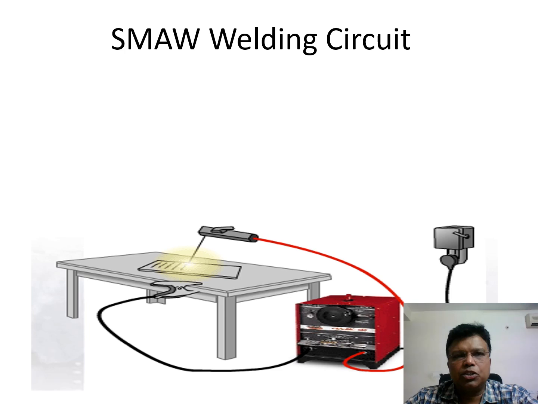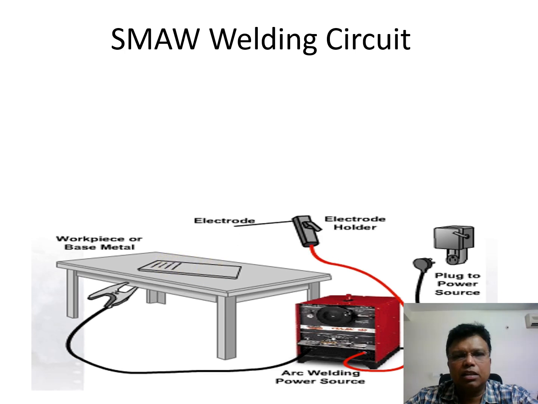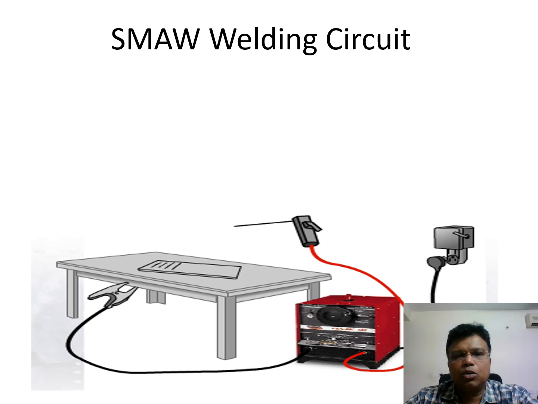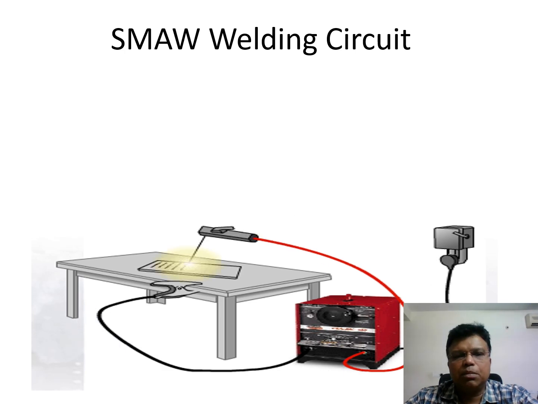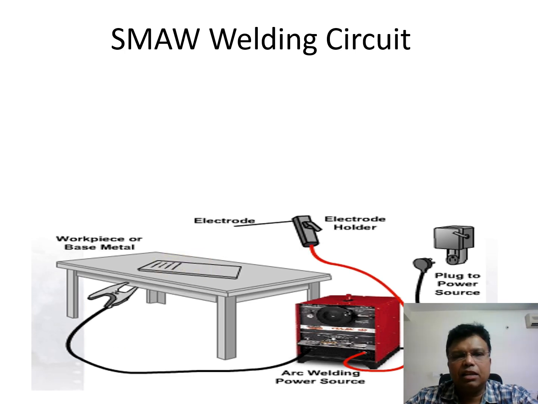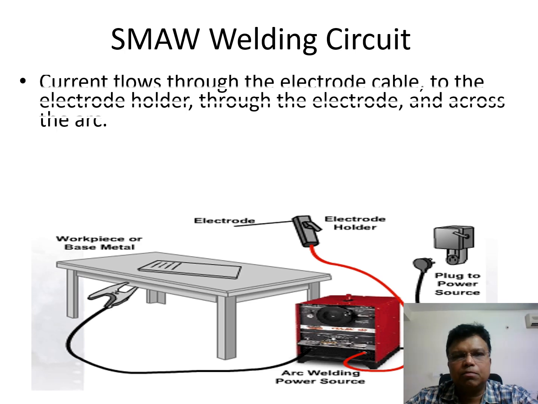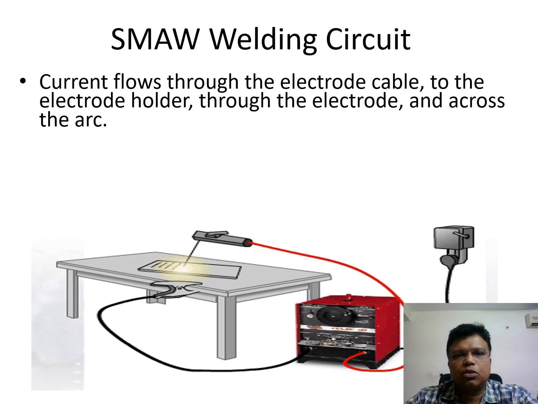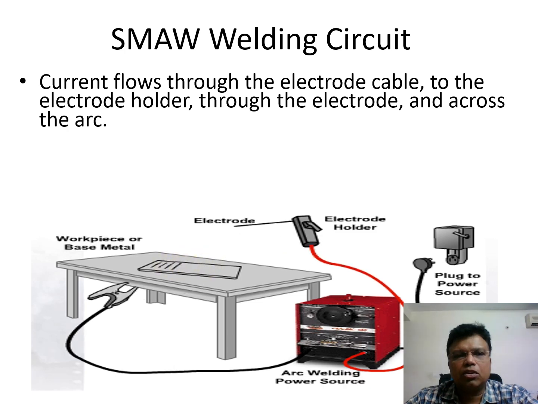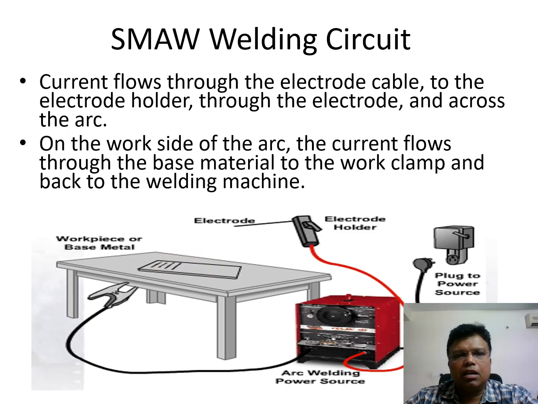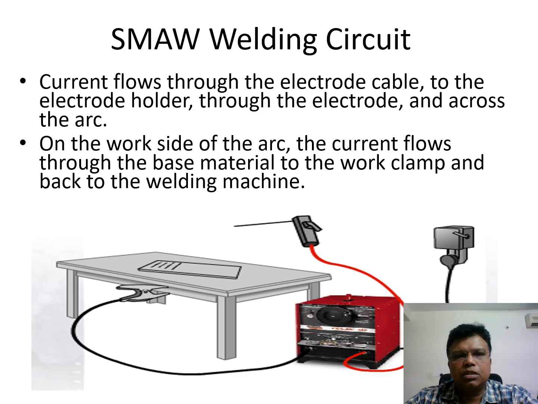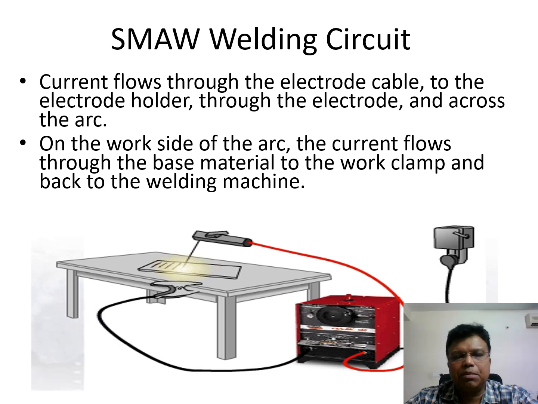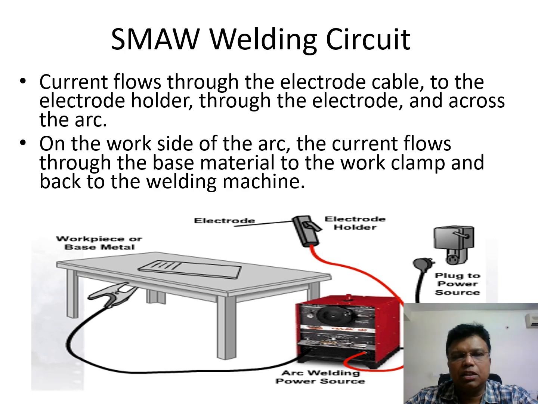This image again shows the shielded metal arc welding circuit, which comprises the arc welding power source, the electrode holder, the work table, and the electrode. Again, the current flows through the electrode cable to the electrode holder, through the electrode and across the arc. On the work side of the arc, the current flows through the base material to the work clamp and back to the welding machine. So this is the basic welding circuit.